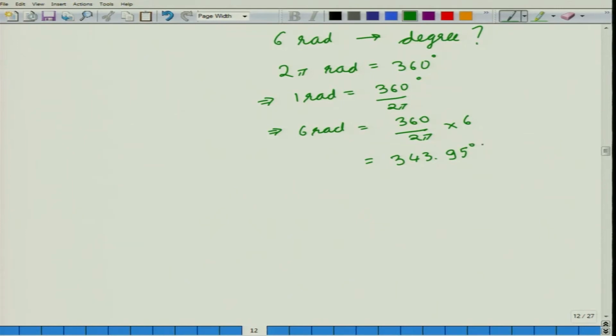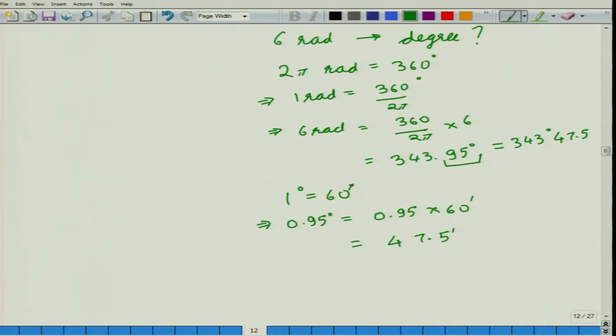343.95 degrees. Now, we could stop here at 343.95 degrees, but we could also convert this 0.95 degrees into minutes and seconds. Now, 1 degree is equal to 60 minutes. So, 0.95 degrees is equal to 0.95 into 60 minutes, which is equal to 47.5 minutes. So, essentially this is equal to 343 degrees and 47.5 minutes.